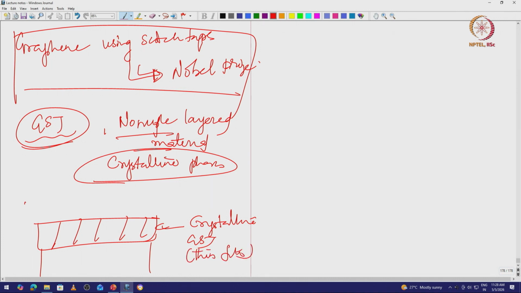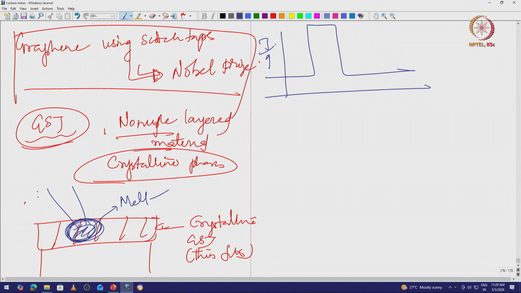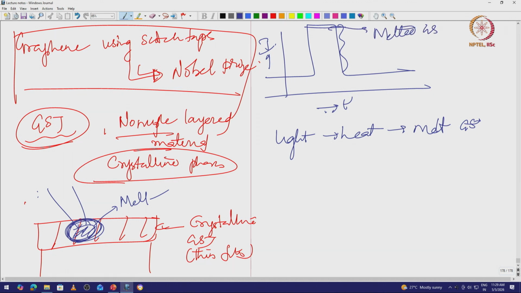I can apply some kind of a laser pulse. So, if I apply a laser pulse, it will actually melt this region. So, I am applying a laser pulse with this intensity. This is pulse intensity versus time. The laser energy, the photon energy, is absorbed by GST and converts to heat. So, light to heat, and this heat will melt GST. So, here I have a melted GST, which is a different phase, it is a liquid phase.